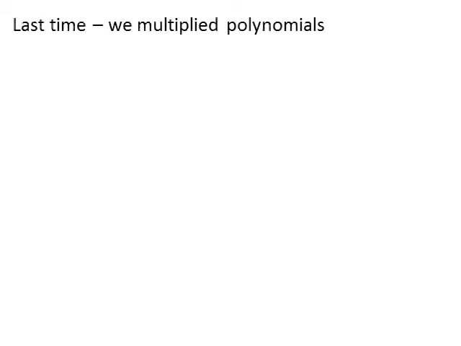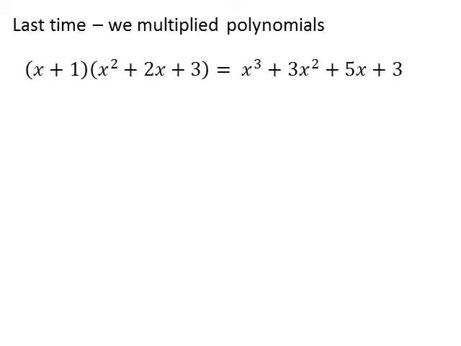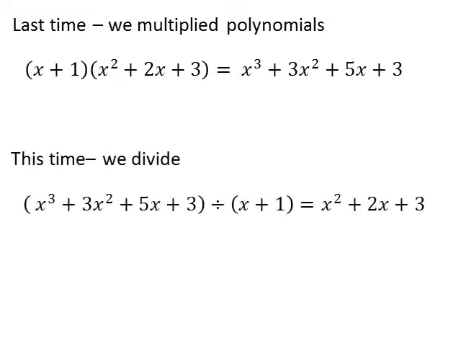So in the last lesson we multiplied polynomials. In this case we took x plus 1 times x squared plus 2x plus 3 and came up with x to the third plus 3x squared plus 5x plus 3. And this time we're dividing, which means we're going the other way. We're taking that x to the third plus 3x squared plus 5x plus 3, and you divide it by the x plus 1, and the answer should be x squared plus 2x plus 3.